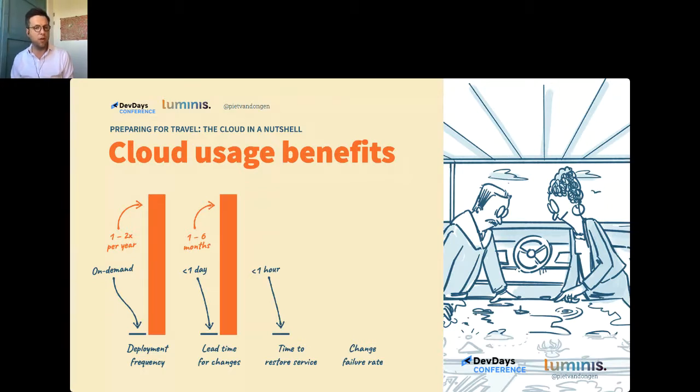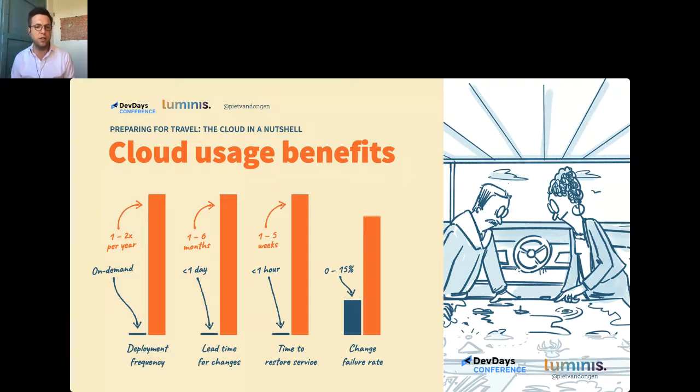If it goes wrong, so if something breaks, the elite fix it within the hour. So within the hour, the service is back online. And low performers can sometimes take weeks, on average 1 to 5 weeks to fix bugs. And the introduction of new software leads to no failures or up to 15% failure for elite performers. But for low performers, half of what they introduce can be bug ridden.